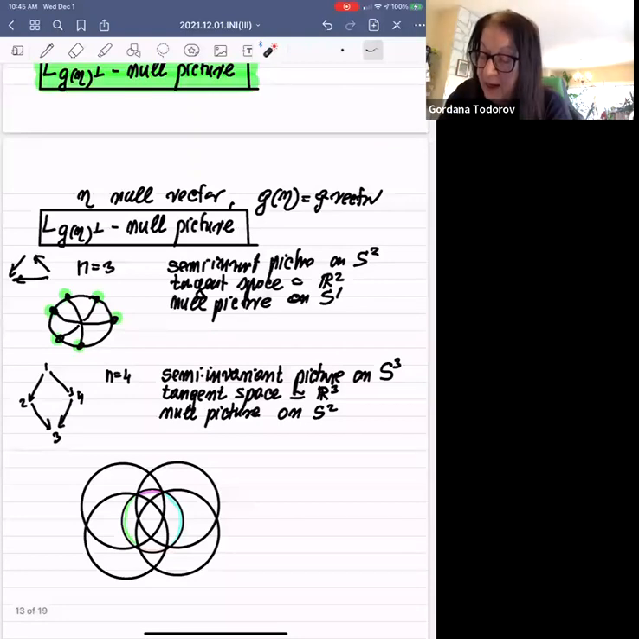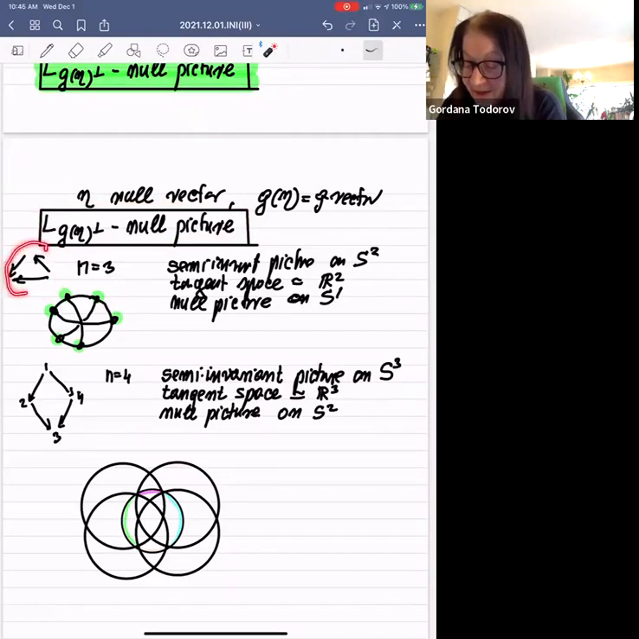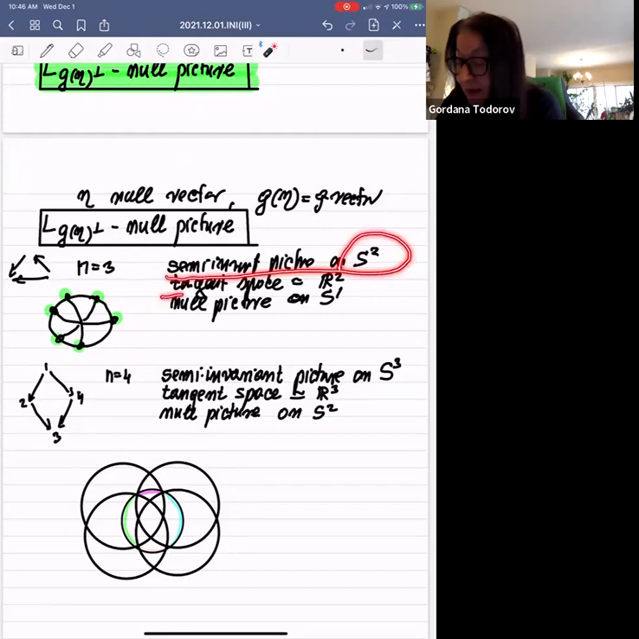So, as I said, this is the null picture. This was the example that we started with: A tilde with 3 vertices, right? N was 3, N is the number of vertices, which is 3. So we had the semi-invariant picture on S2, as I drew before. Now, the tangent space will also be in R2, so the tangent space will also be 2-dimensional.